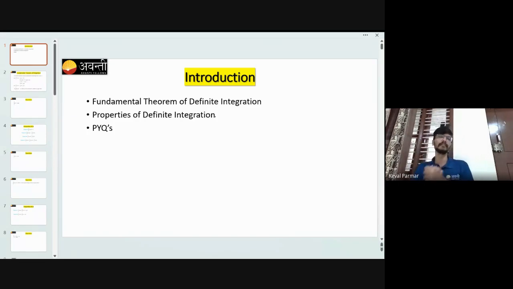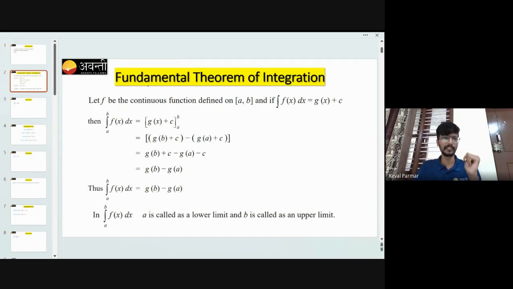And third is PYQs. As you all know, in indefinite integration, there are many functions whose integration is not possible. But in definite integration, we can integrate those types of functions by using properties. Got it? Basically, definite integration helps us find the area under the curve. Now, let's see what definite integration is, the basic introduction.